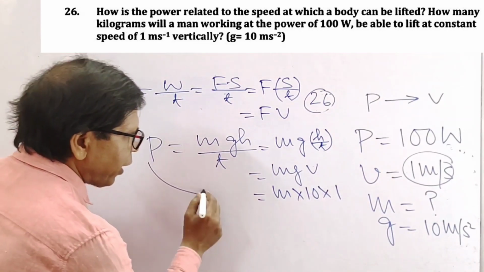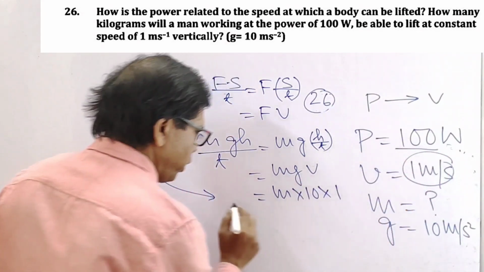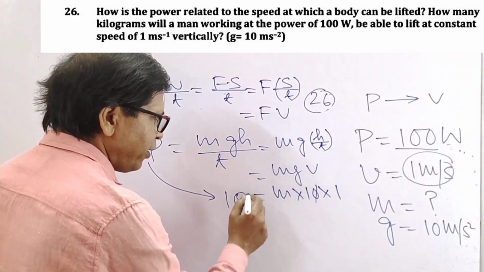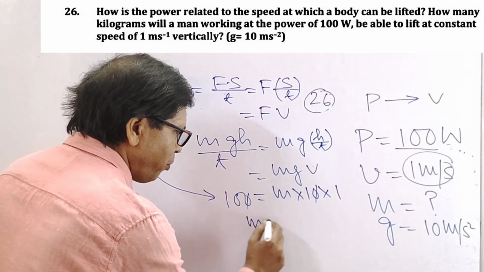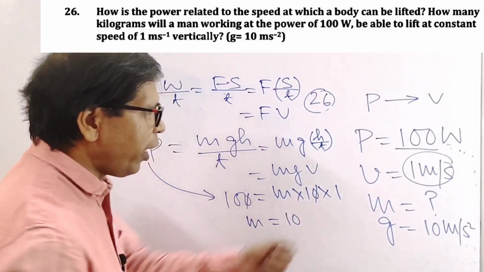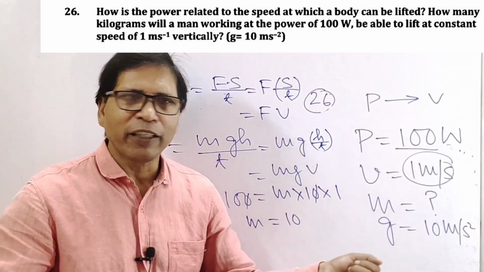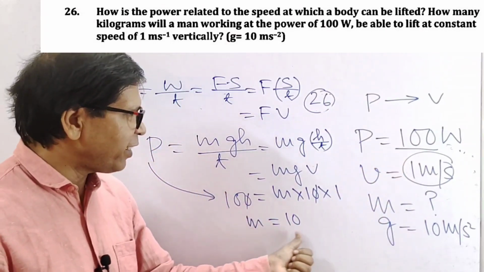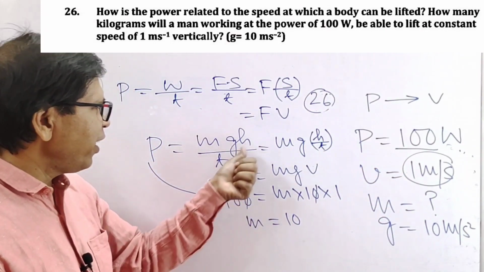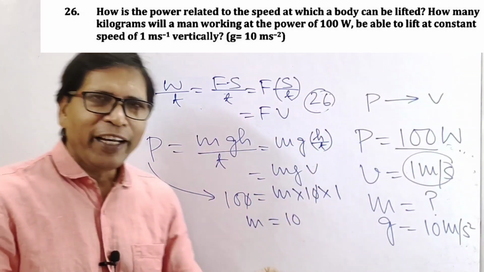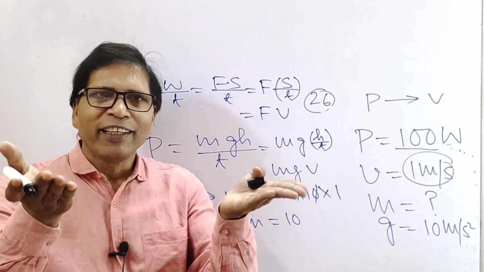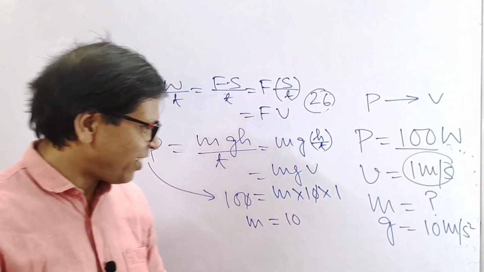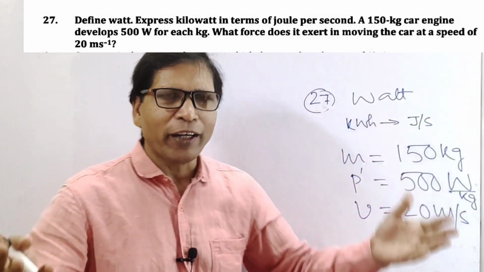Therefore m is the question mark, g is 10 and v is 1. And here P is equal to 100 watt. Now this cancels out. Here m equal to 10. So amount of mass lifted at a rate of 1 meter per second is 10 kg. Here h by t, rate of lift of the mass, is equal to velocity. Okay, understood?